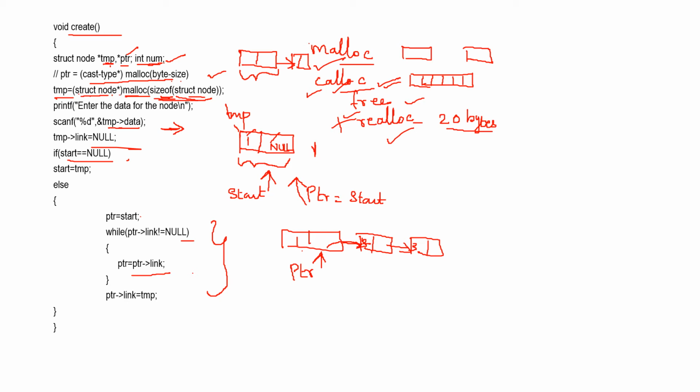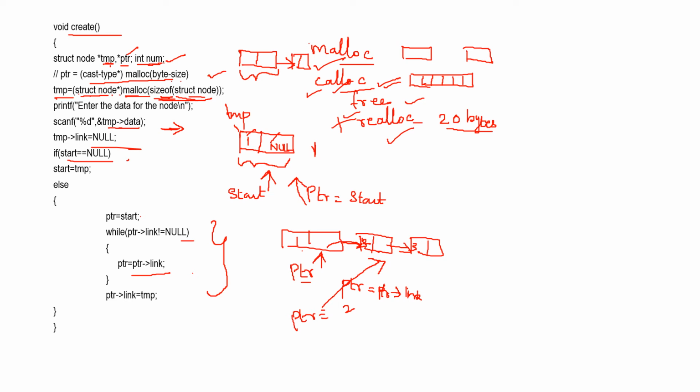Within the loop I write ptr equal to ptr->link. Now ptr is referring to the first node. If I set ptr equal to ptr->link, what does it mean? I'm going to refer to the second node. So ptr equal to ptr->link refers to the second one, which means ptr will point to the second node.